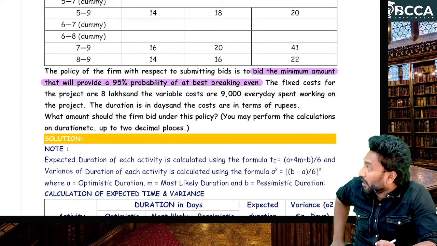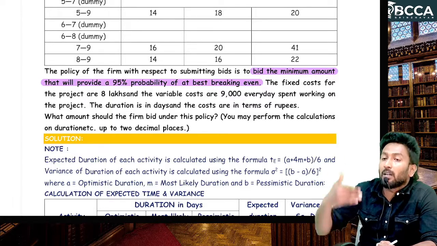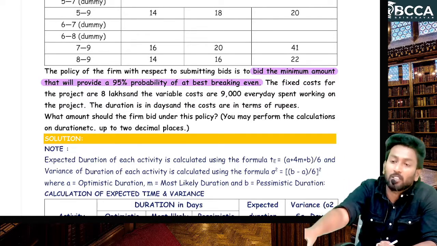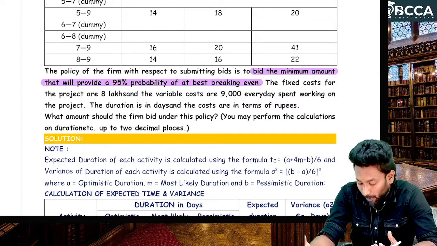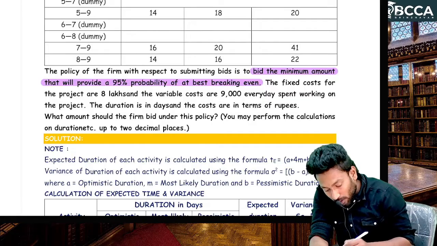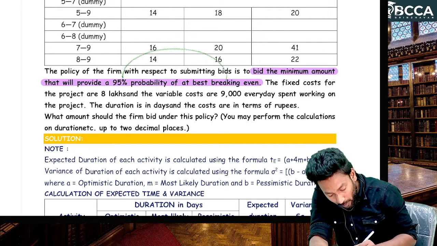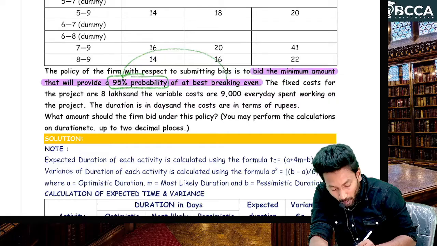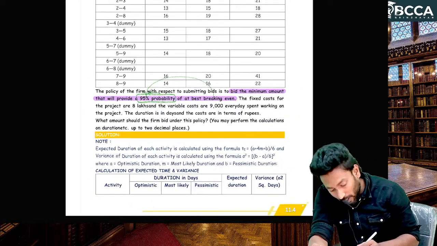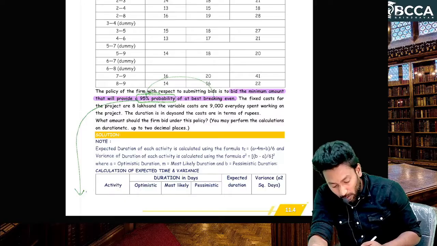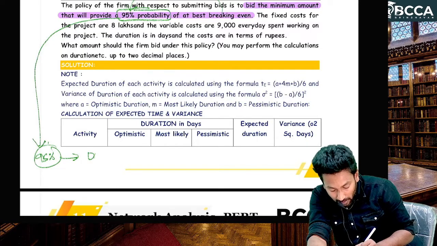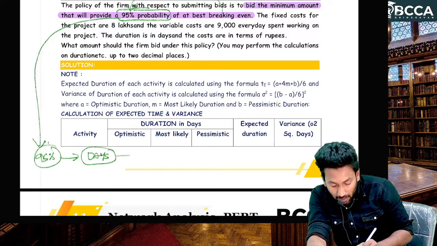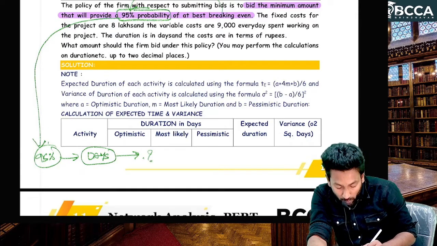So when will we get zero profit? If you submit the quotation at cost only, then you will get zero profit. There won't be any profit, there won't be any loss. So what is the break even probability they are asking, sir? 95 percentage of probability. That means here we have to calculate the stipulated time. So with 95 percentage of probability, within how many days can I complete the project? That is what we have to calculate, sir.